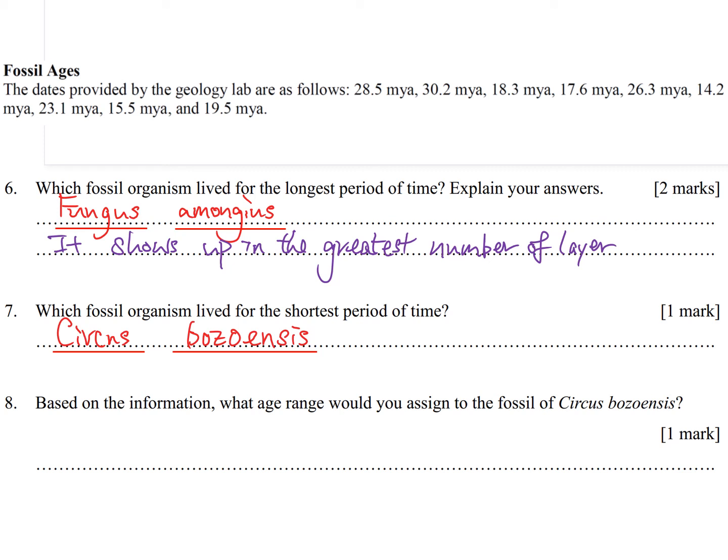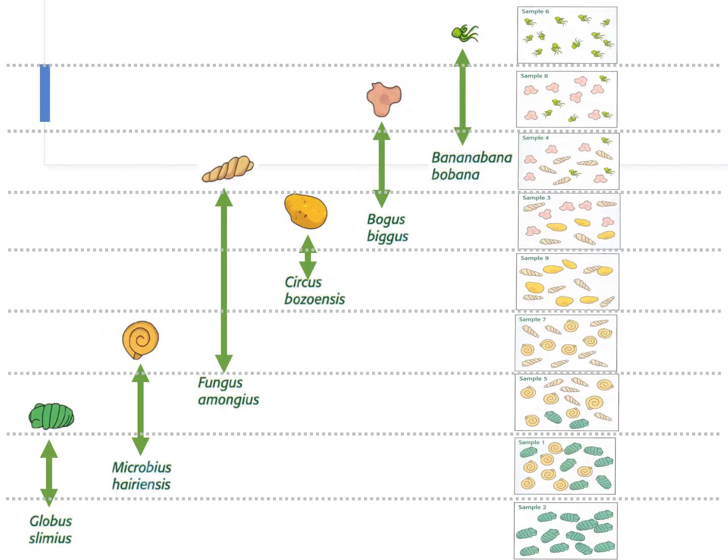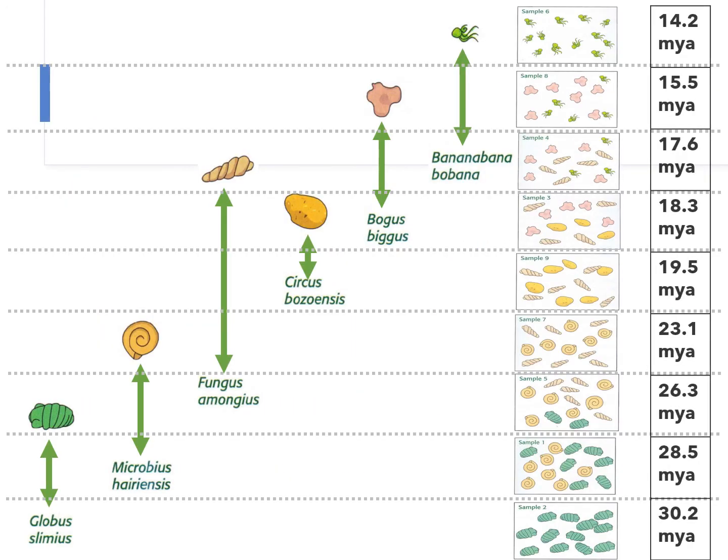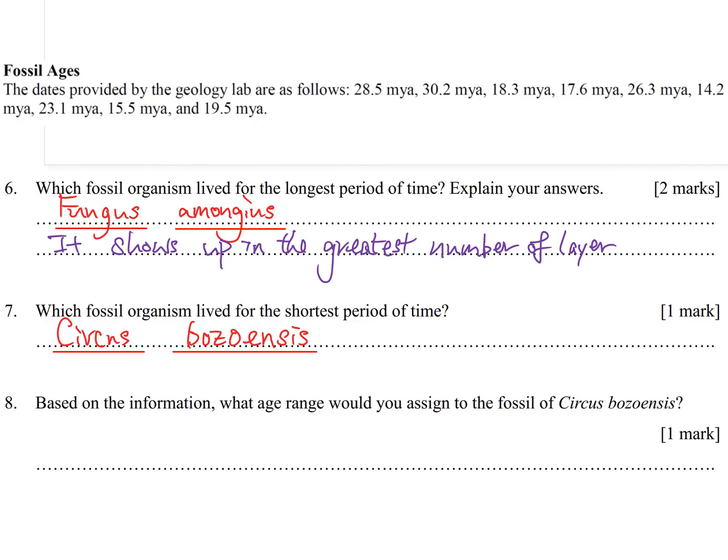Last question, question 8. Based on the information, what age range would you assign to the fossil of Circus bosoensis? Let's take a look at the sedimentary rock layers again. Circus bosoensis occupies the range from 19.5 million years ago to 18.3 million years ago. So this is the answer. Let's write down 18.3 million years ago to 19.5 million years ago.